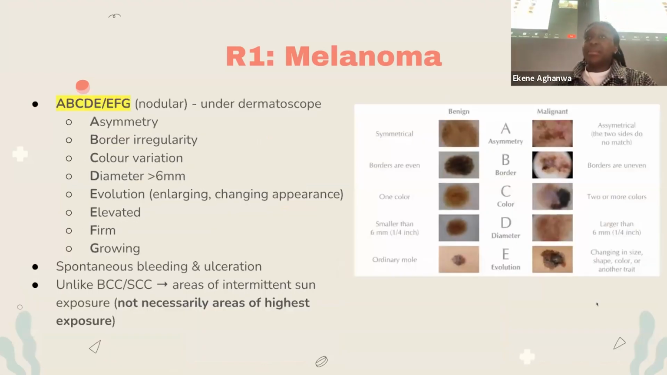You may have heard about the ABCDE and then EFG of melanoma, and this is just a way to describe a melanoma. It's really handy if you're asked to do it. A is for asymmetry, B is for border irregularity, C is color variation, so if it's 2 or more colors as opposed to just 1 color. D is for diameter if it's over 6 millimeters. E is for evolution if it's changing in its appearance. Then E for elevated, F for firm, and G for whether it's growing or not.